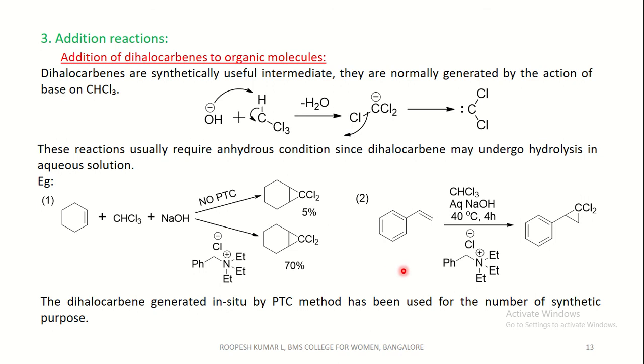Coming to the second one, which is similar to the first one, styrene, which has an aromatic ring conjugated, reacts with the carbene so generated using chloroform and NaOH, but the reaction is slightly heated to around 40 degrees Celsius. The reaction is carried out for 4 hours. Since it is an aromatic and sp2 hybridized carbons, in the presence of this catalyst, you get the corresponding dihalo compound. That is, a dihalocarbene generated in situ by the PTC method has been used for several synthetic purposes.